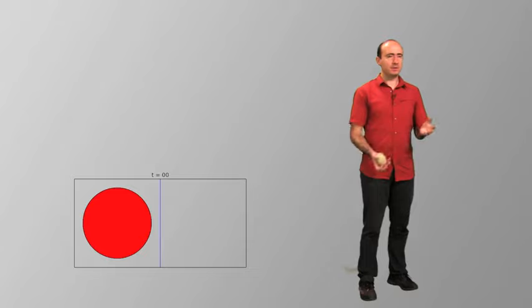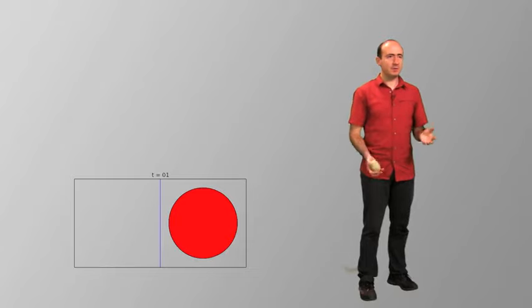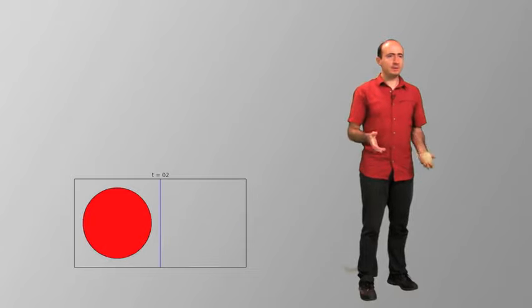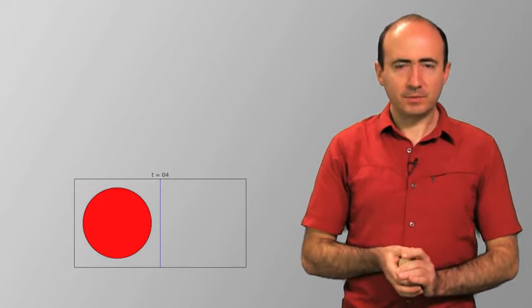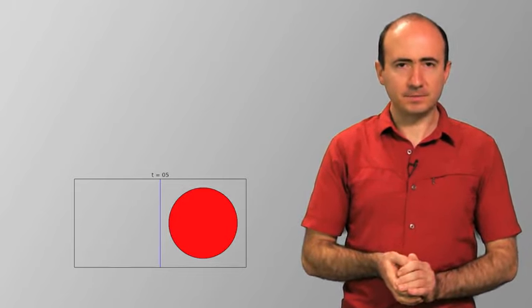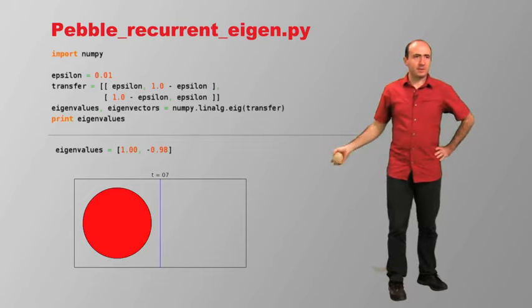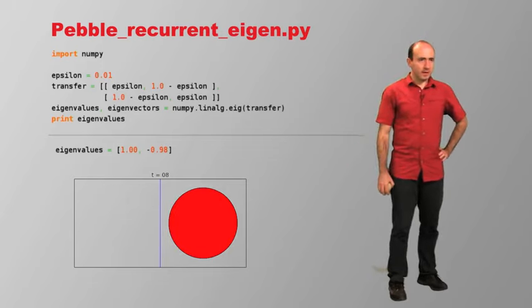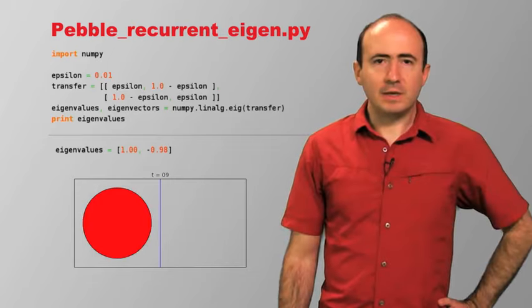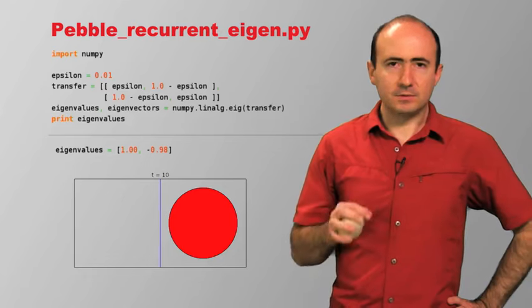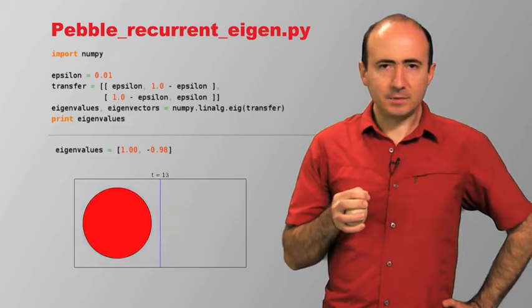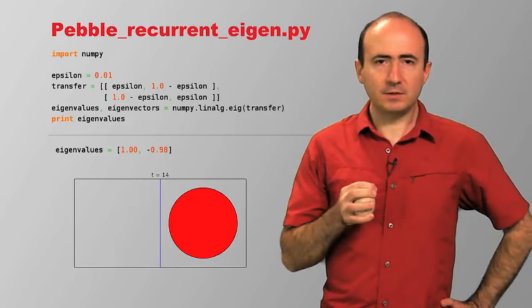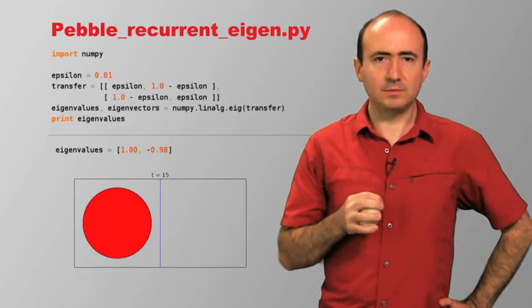In our example, imagine that we allow the pebble to stay in the same configuration with a small probability epsilon. Every now and then, the pebble will stop and stay in its position. In the program pebble_recurrent_eigen.py, you will see how, with a small finite epsilon, the steady state becomes the unique eigenvector of unit modulus.